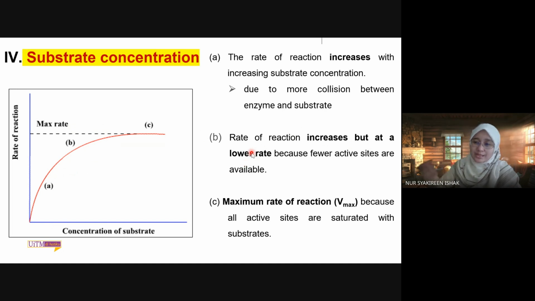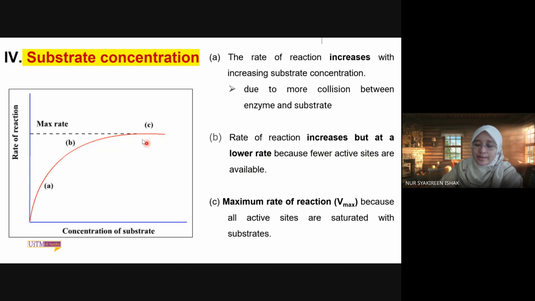rate. Kan? So kita ada 100 tadi, so ada tambah sampai let's say 80 substrate kat situ kan, 80 for example. So yang baru nak masuk ni dia kena cari kat mana yang free lagi, kat mana yang free lagi contohnya kan. So the rate of reaction will slow down. Okay. So rate of reaction increases but at a lower rate because fewer active sites are available.